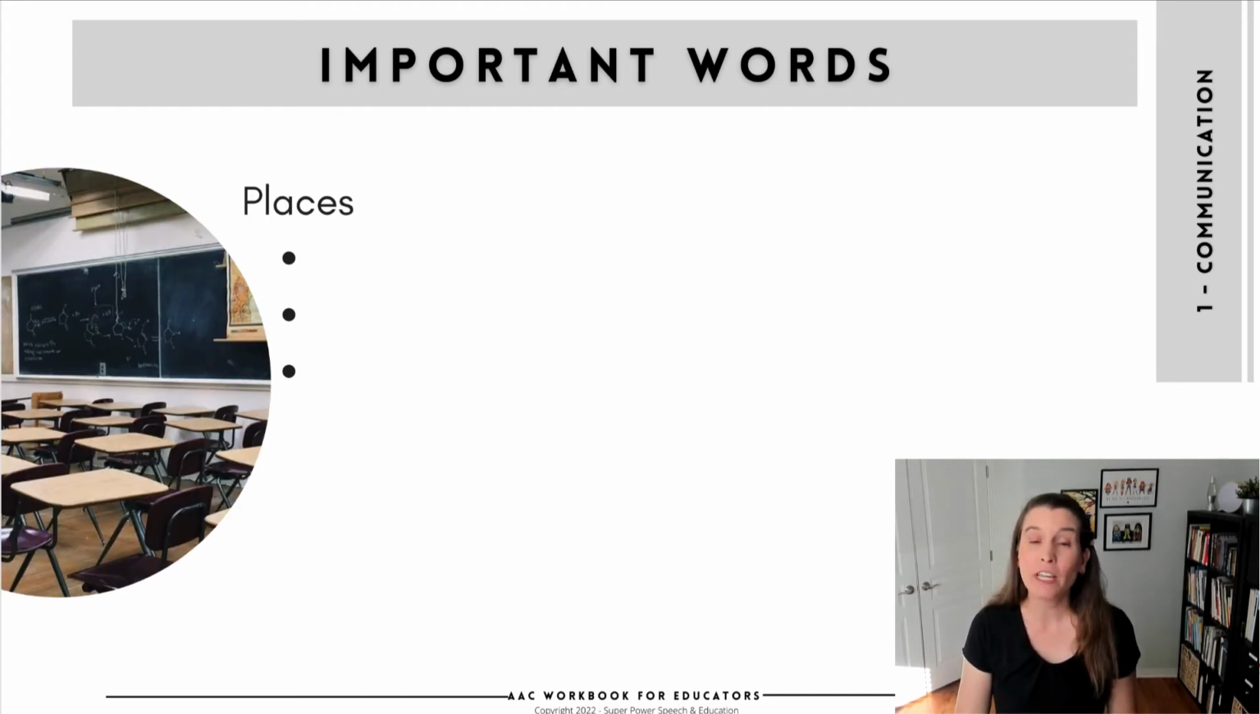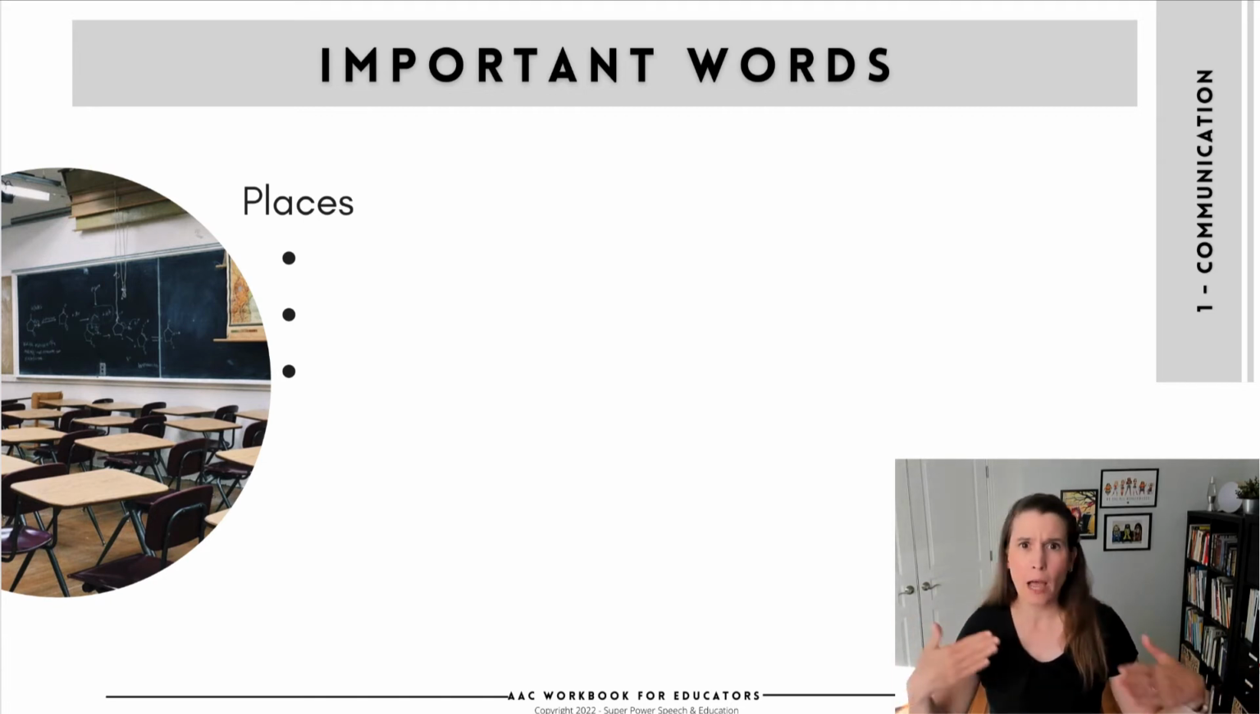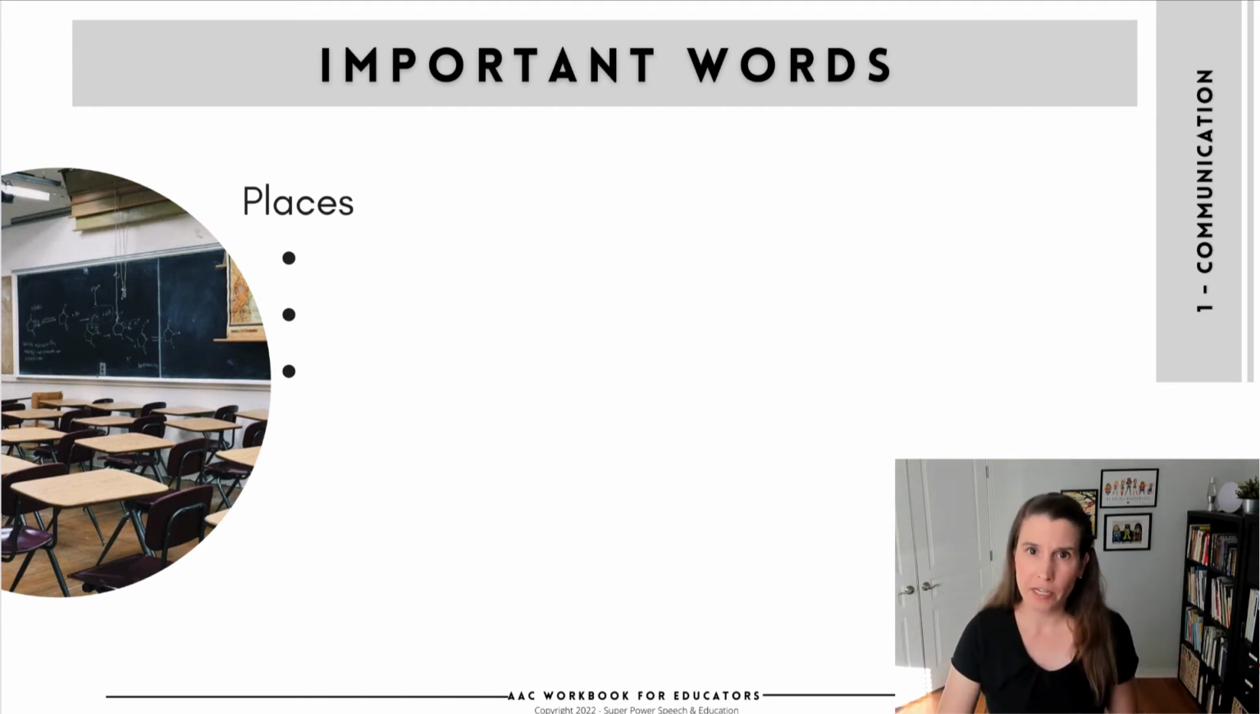Okay, now let's look at important places in your school. So first, of course, we want the name of your school, right? But then also, what are the classrooms, cafeteria, bathroom, hall? What are all the important places that we want our student to be able to communicate about?